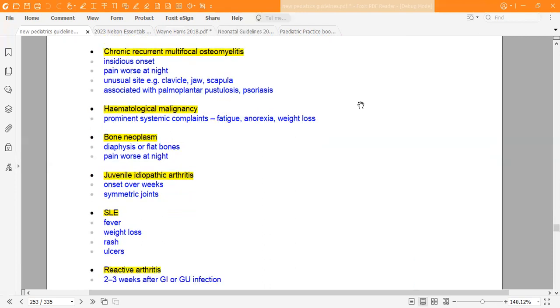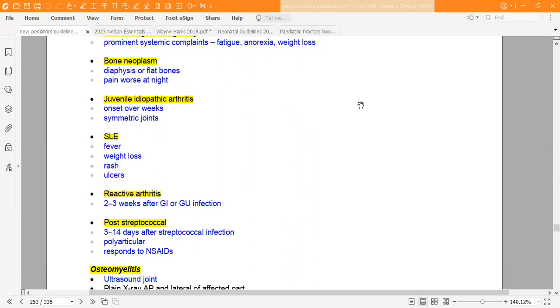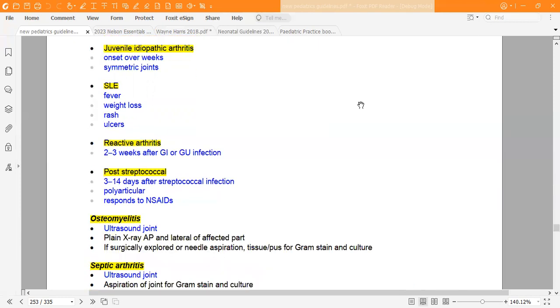Okay, think about hematological malignancies as well, with prominent systemic complaints, for example, fatigue, anorexia, and weight loss. What about bone malignancy or neoplasm? Diaphysis or flat bones, pain worse at night. Okay. Juvenile idiopathic arthritis onset is going to be over weeks and affecting symmetric joints. SLE, for sure, it's going to be fever, weight loss, rash, and ulcers.